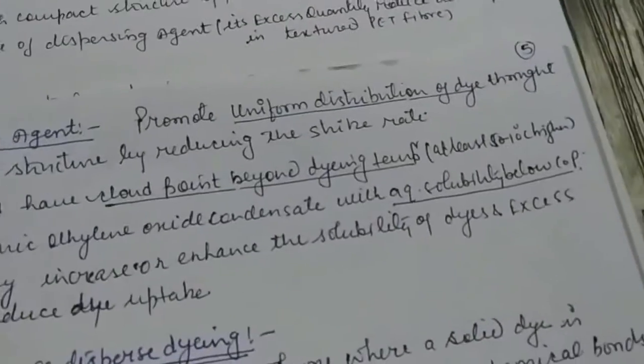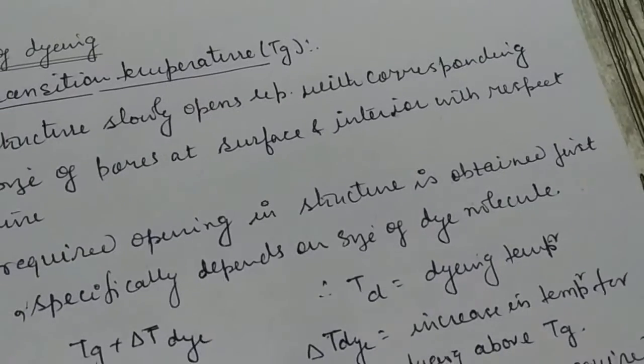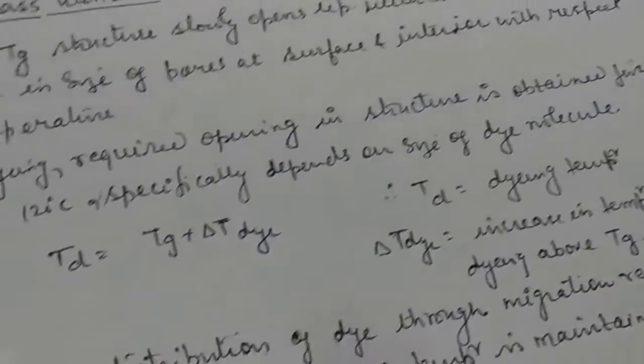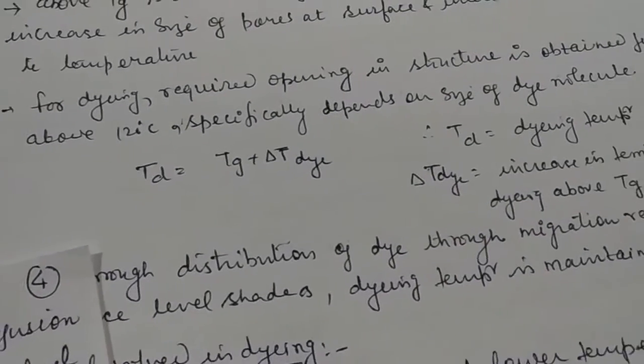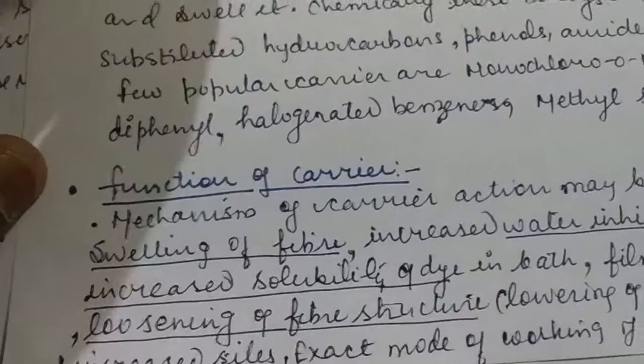Now, the third important component of the dispersed dyeing is carrier, if you choose low temperature dyeing of polyester fabric. Functions of carriers.